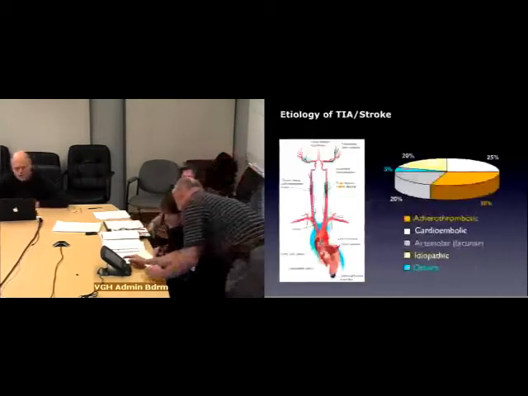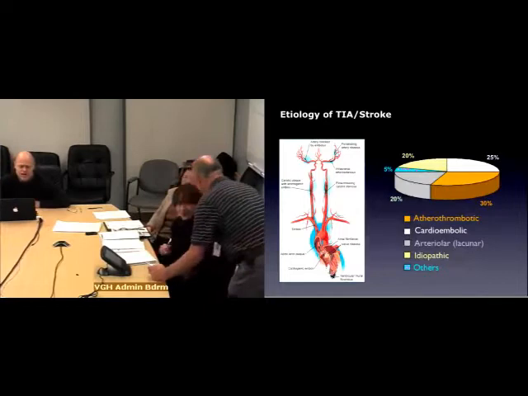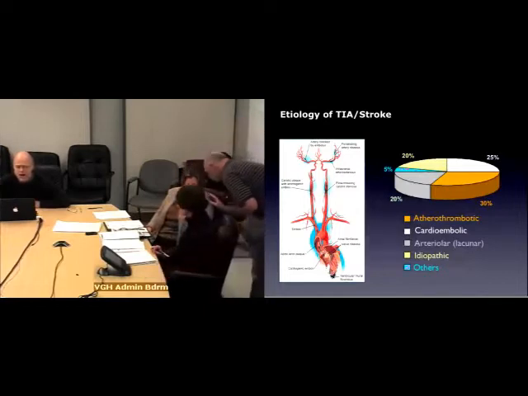Before we go on to the next part, I want to try and give you a little bit of a feel for what these cerebrovascular events, TIA and stroke, are.